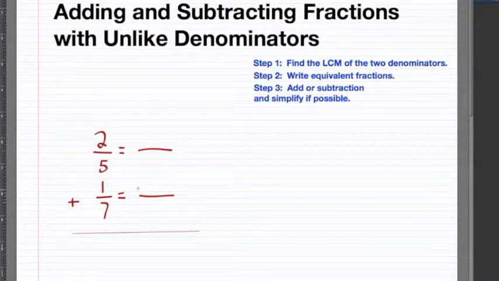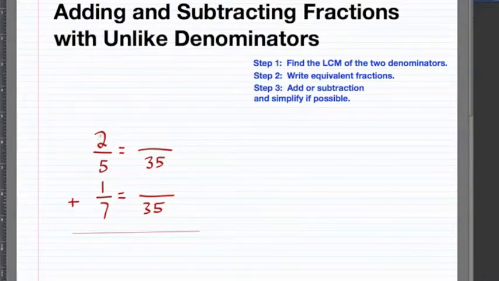So, step one, least common multiple. The least common multiple of 5 and 7 is 35. So I'm assuming that we understand how to find the least common multiple. If you don't, obviously you can check out our videos on that. So that's step one. Step two, we have to write equivalent fractions.